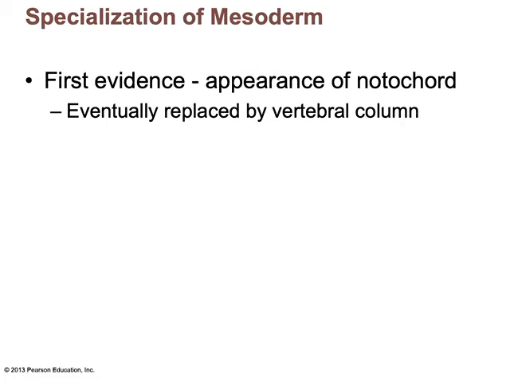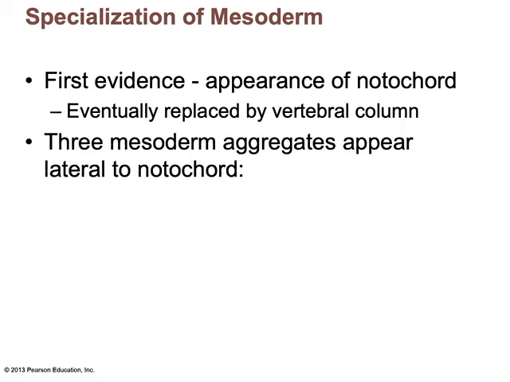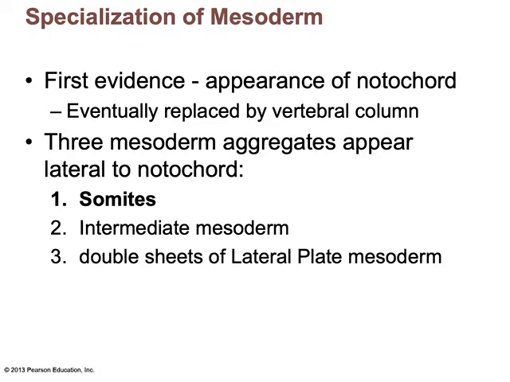First evidence of mesoderm is the appearance of the notochord, which will eventually become the vertebral column, okay? It will contribute to the vertebral column. The mesodermal aggregates lateral to the notochord are the somites, the intermediate, and lateral plate mesoderm, okay? So somites are those little segments of tissue along the dorsal side. The more somites you have, the further along the developmental pathway you are, all right?